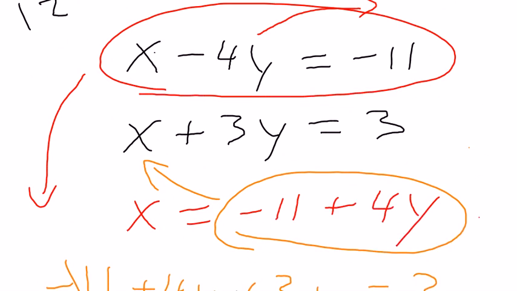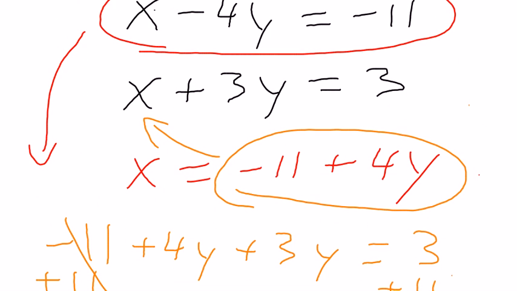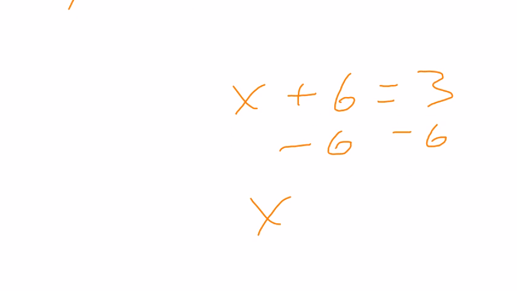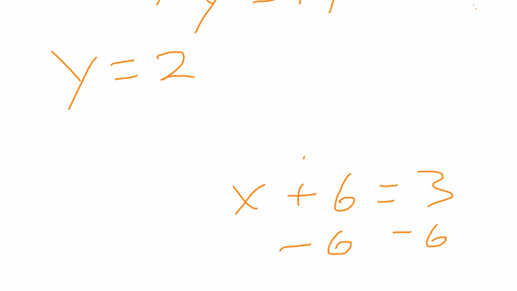Go back up and put a 2 in here. Which one would be easier? Probably doesn't matter, I'll just put a 2 right here. 3 times 2 is 6, something plus 6 equals 3, subtract 6 from both sides, and I get x equals negative 3.